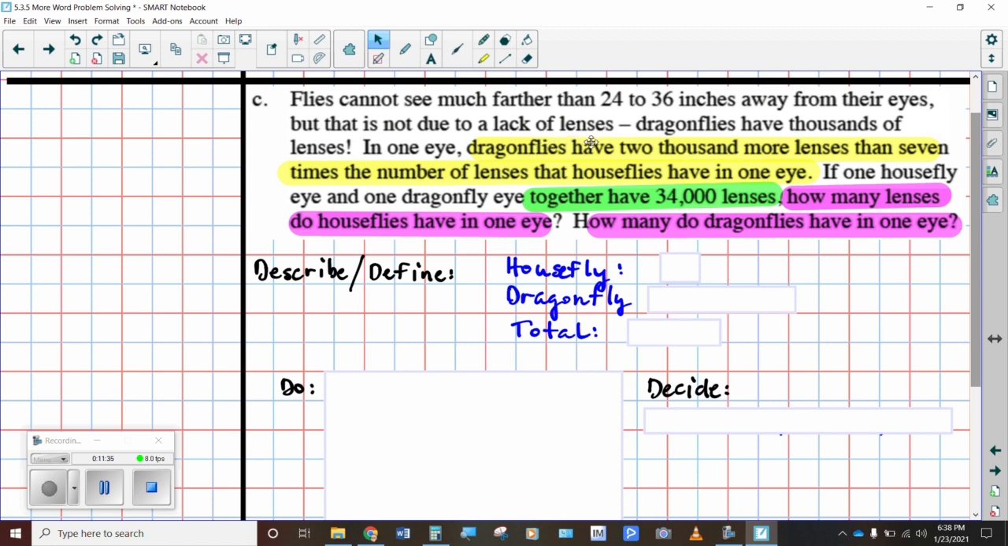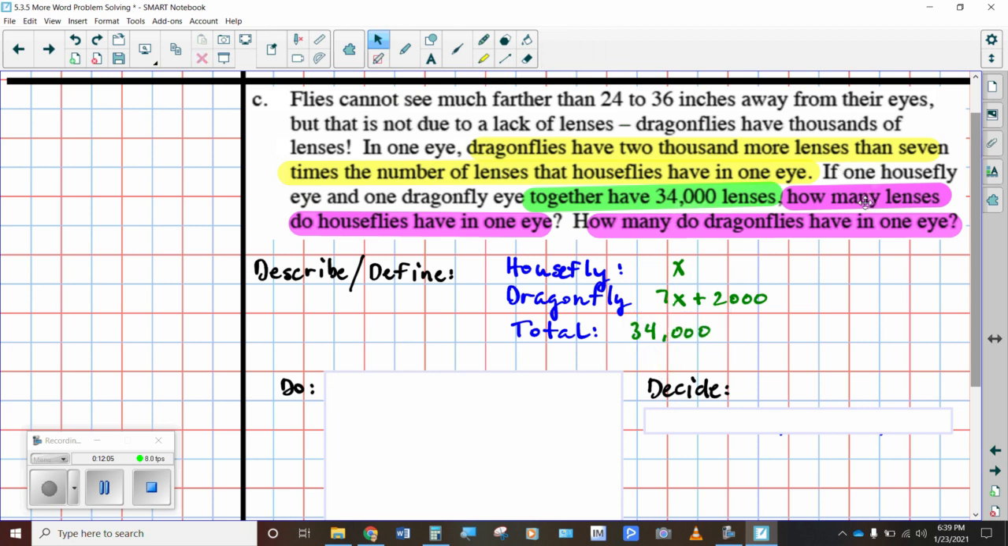So the dragonfly is being compared to the housefly, telling you how many lenses it has compared to the housefly. So it seems like the housefly is going to be our x. And so the dragonfly would be 2,000 more than 7 times x. So we would write that as 7x plus 2,000. And the total that they have together when you add all their lenses together is 34,000 lenses in one eye.